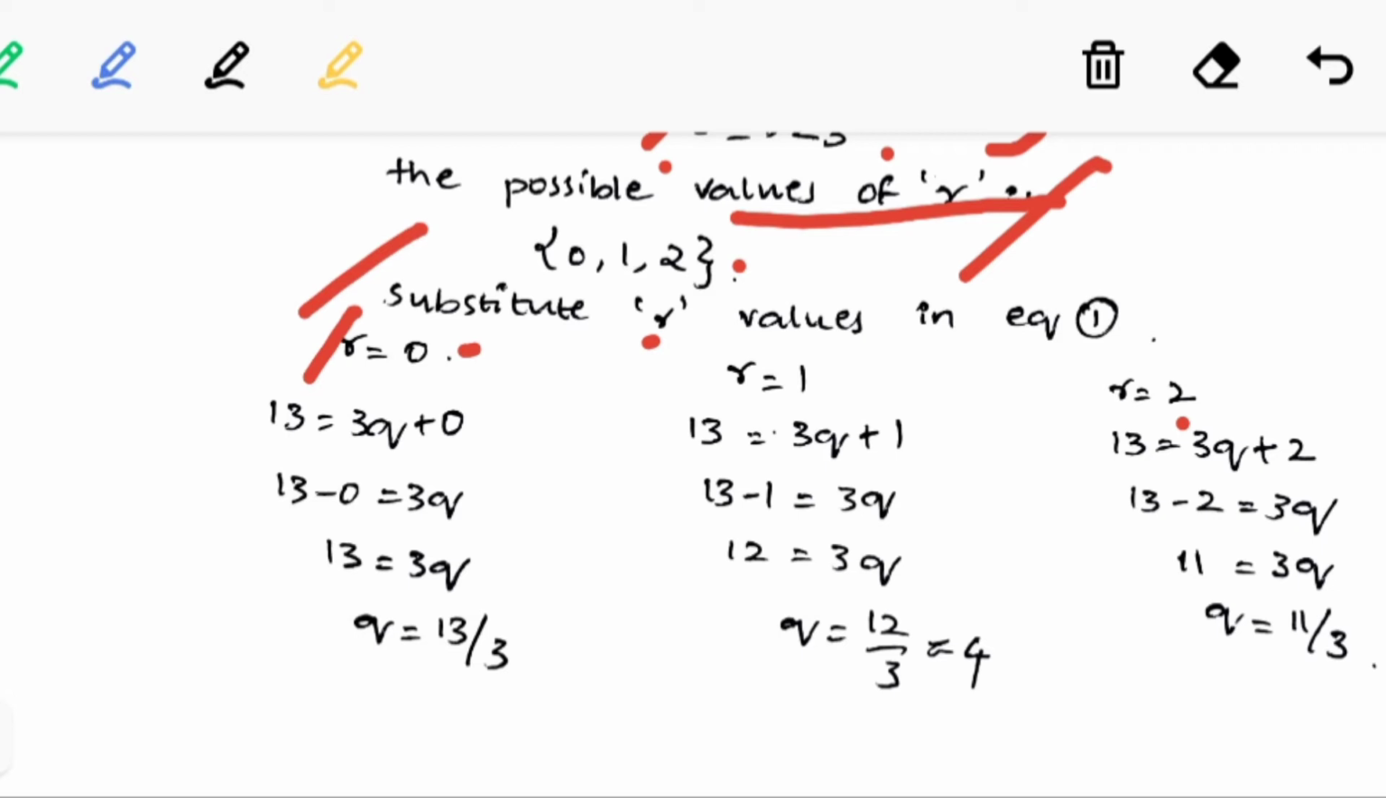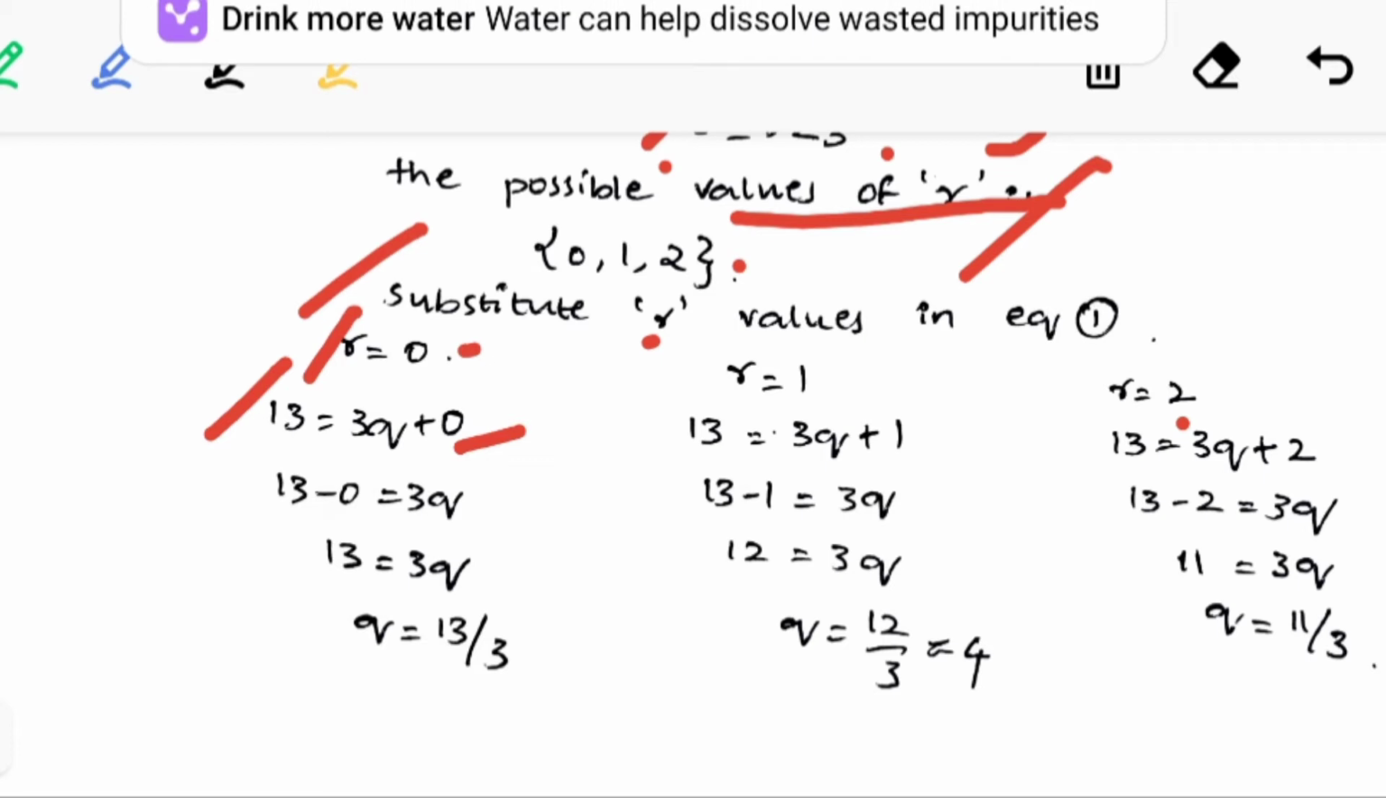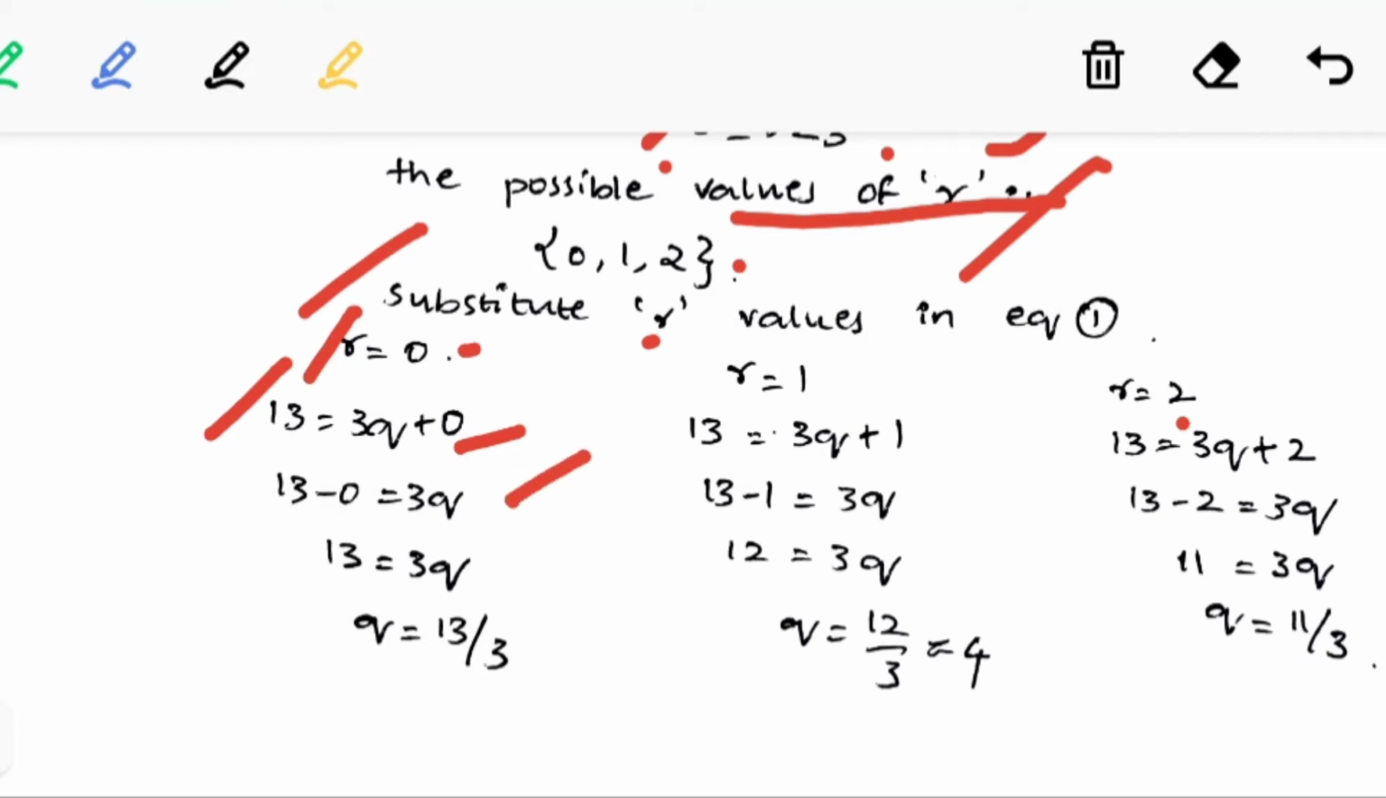Now R equal to 0. So replace the R value in equation 1. We get 13 equal to 3Q plus 0. Now plus 0, when it comes to the other side, becomes minus 0. So 13 minus 0 equal to 3Q. Now 13 minus 0 is 13. 13 equal to 3Q. Now Q equal to 13 by 3.